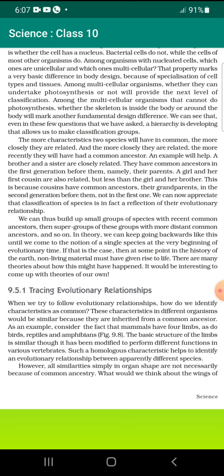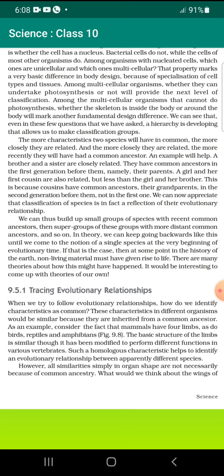We can see that even in these few questions that we have asked, a hierarchy is developing that allows us to make classification groups. The more characteristics two species have in common, the more closely they are related. And the more closely they are related, the more recently they will have a common ancestor.